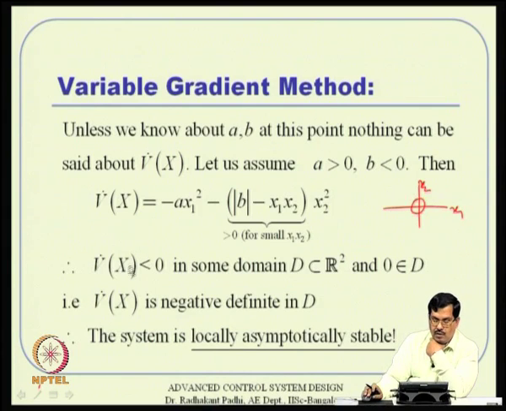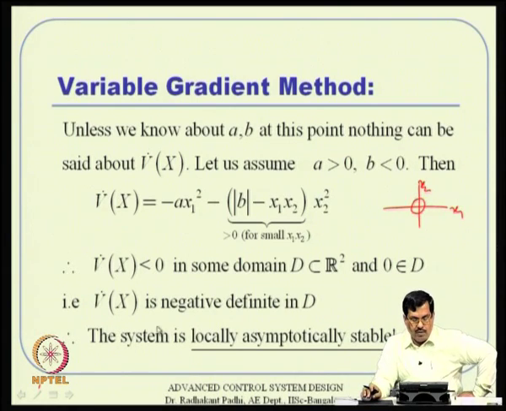So, that means V dot is less than 0 in some domain D, okay, and that domain also contains the equilibrium point actually, that is more important. The domain D that you conclude from this expression must encircle the equilibrium point. If it does not contain it, then you will fail actually. So, also remember some of those things. That means V dot of x is negative definite in D, and hence the system is locally asymptotically stable.